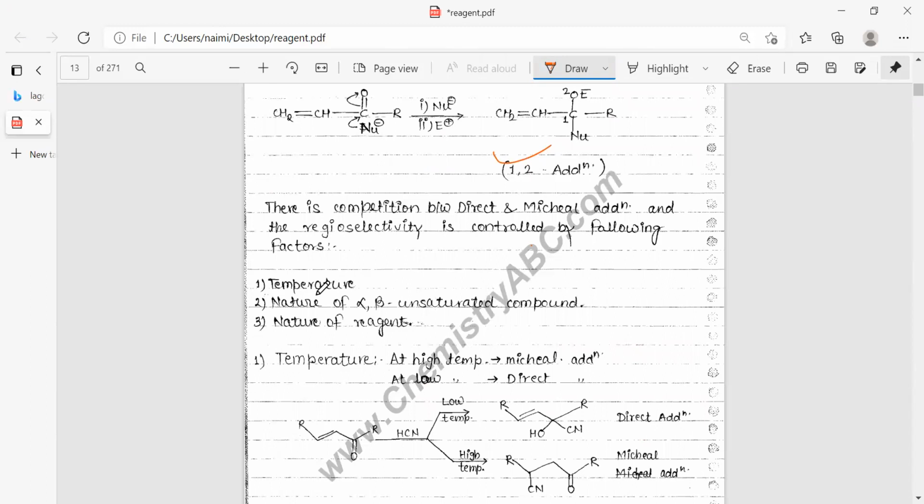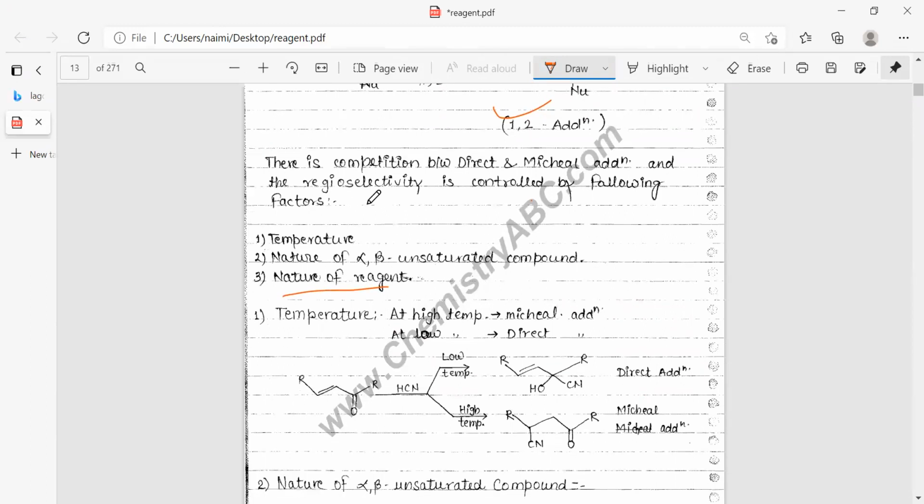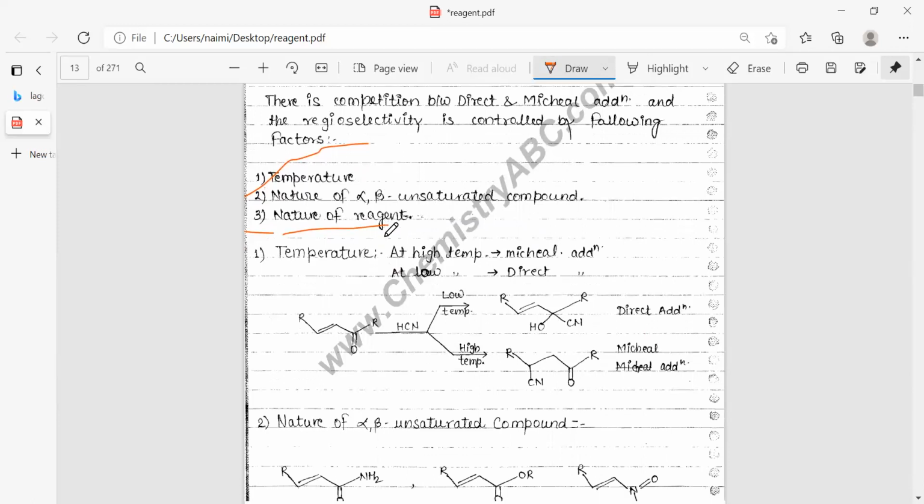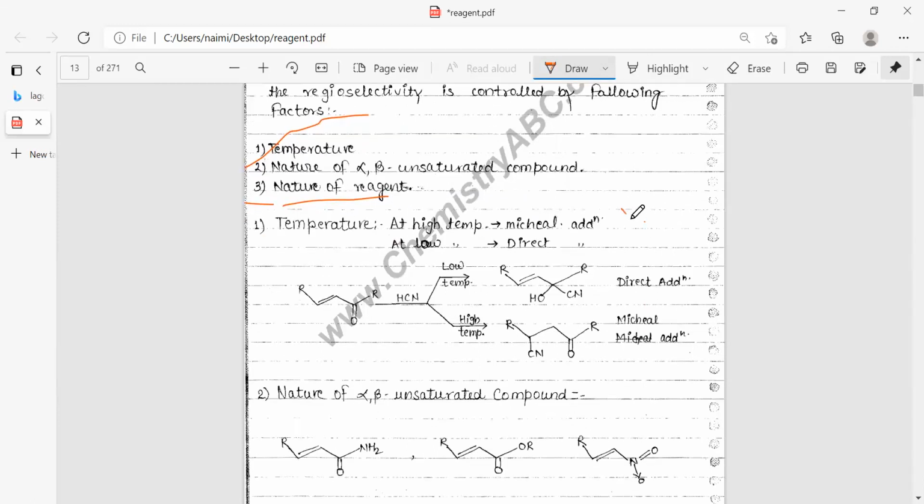The selectivity is controlled by the following factors. First one, temperature; then the nature of the alpha-beta unsaturated compound; and the nature of the reagents. It is a very important point that in experiments temperature also takes part in the type of product formation. At high temperature Michael addition takes place, but at lower temperature direct addition takes place.